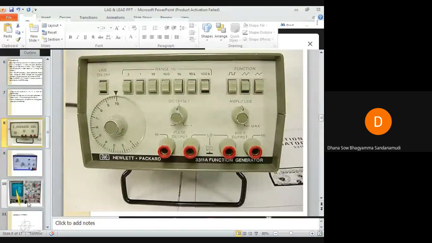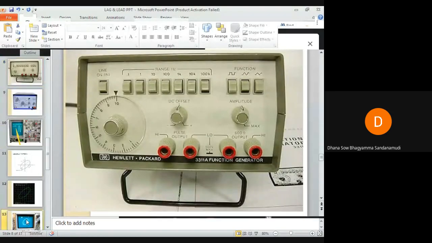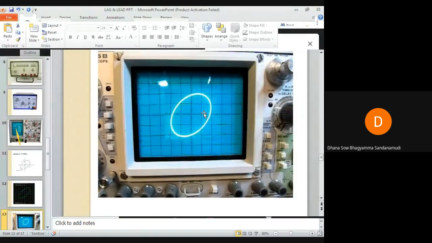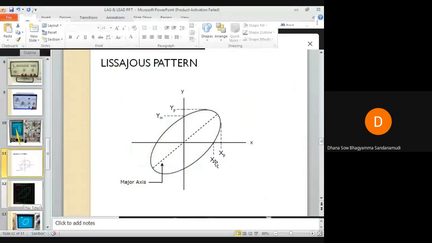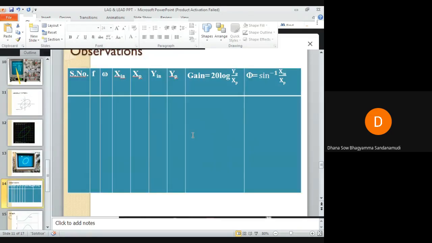Since you have varied the frequency, the pattern on the screen might have changed. So since the pattern has changed, again note down x in, xp, y in and yp from the CRO, and note it down in tabular form. Frequency now we have assumed 40 hertz, x in, xp, y in, yp, note it down.